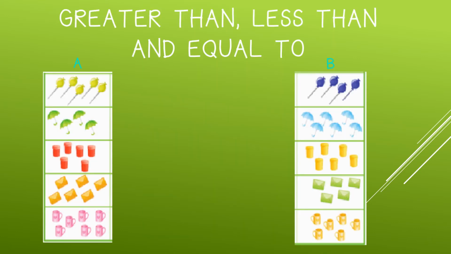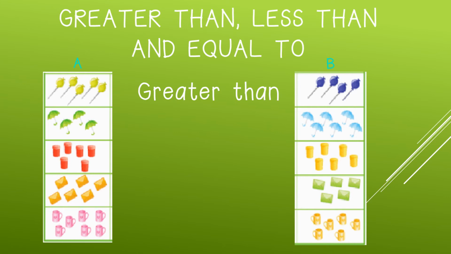We are now going to do an activity on greater than, less than, and equal to. So I have column A and column B with pictures. So now I need to see if column A has greater than, less than, or equal to pictures to column B. So in my first row, in column A, I have 1, 2, 3, 4, 5 lollipops. And in column B, I have 1, 2, 3, 4 lollipops. So I am going to say that column A is greater than column B because 5 is greater than 4.